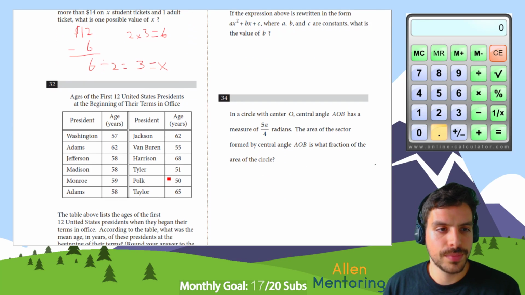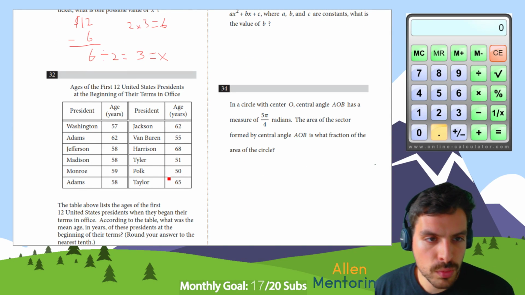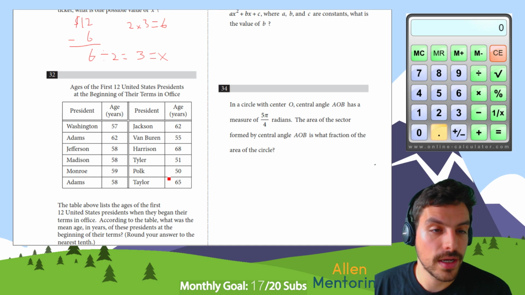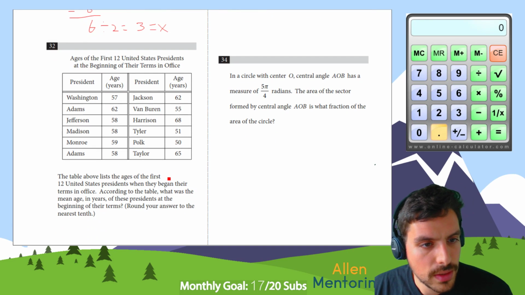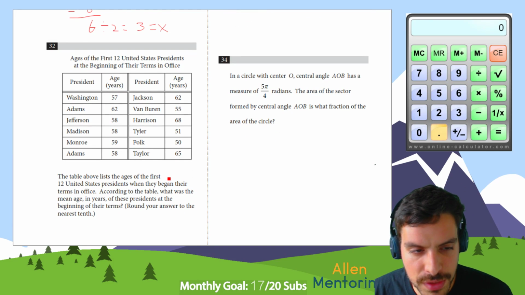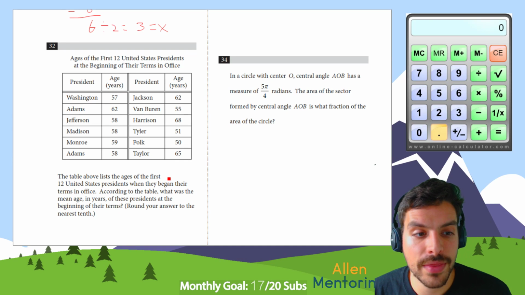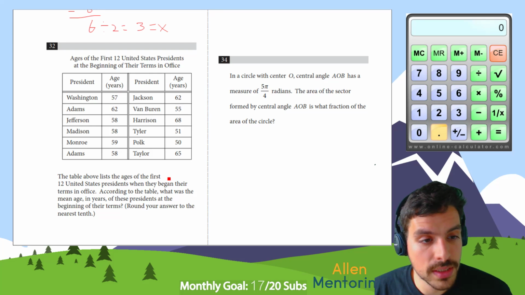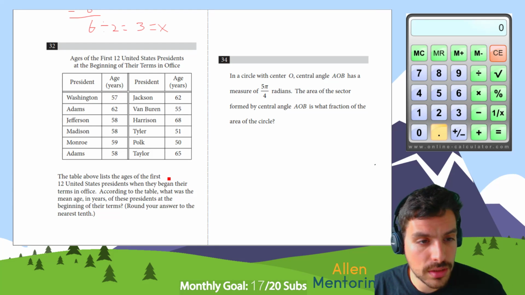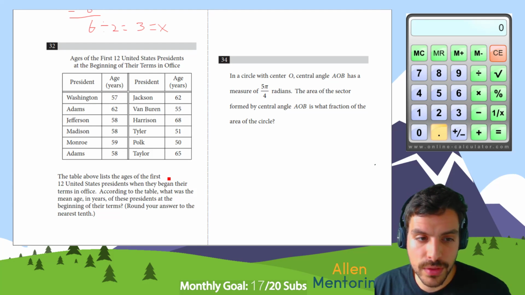All right, 32. Ages of the first 12 United States presidents at the beginning of their terms. The table above lists the ages of the first 12 U.S. presidents when they began their terms in office. According to the table, what was the mean age in years of those presidents at the beginning of their terms?